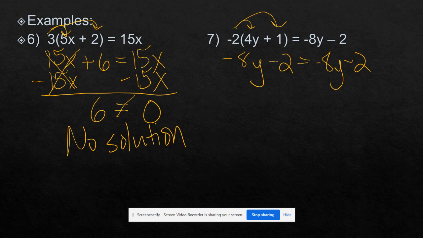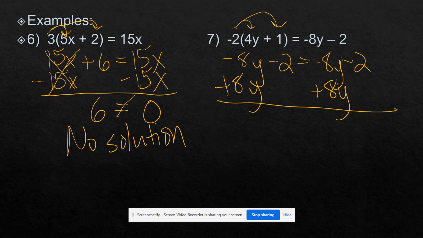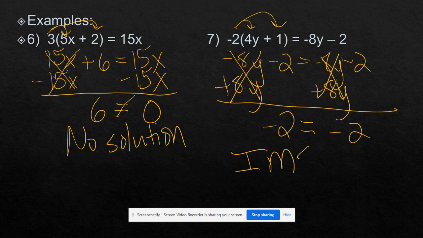But we could take this a little bit further just to double check, and we want to move our y's together on the same side. So the opposite of a -8y is a positive 8y. So if I add 8y on both sides, -8 plus 8 is 0. We bring down the -2 equals -8 plus 8 is 0. Bring down the -2. This is a true solution. So infinitely many solutions, IMS, infinitely many solutions.